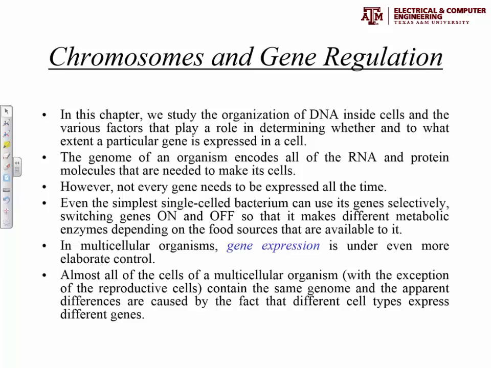Now, the genome of an organism is the entire set of DNA in the cell of that organism. So the genome of an organism encodes all of the RNA and protein molecules that are needed to make its cells. However, not every gene needs to be expressed all the time. In fact, even the simplest single-celled bacterium can use its genes selectively, switching genes on and off, so that it makes different metabolic enzymes depending on the food sources that are available to it.